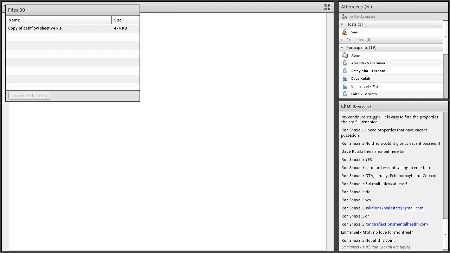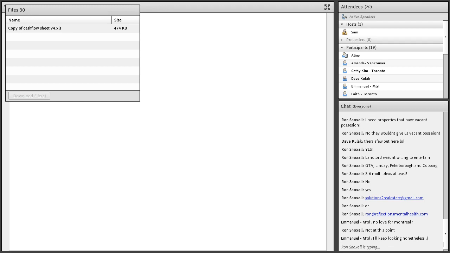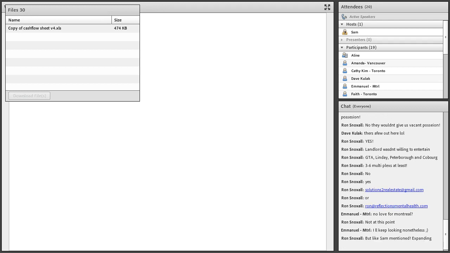So it's great when you have somebody telling you, I'm looking for these types of properties in these particular areas, because it gives you an opportunity and a reason to hunt in that area. Then he's telling you 3 to 6 units. No love from Montreal. Well, Manuel, you can still look in those areas. Everybody can look at those areas. Don't think you can, if you're in Vancouver, you can still look in the area.